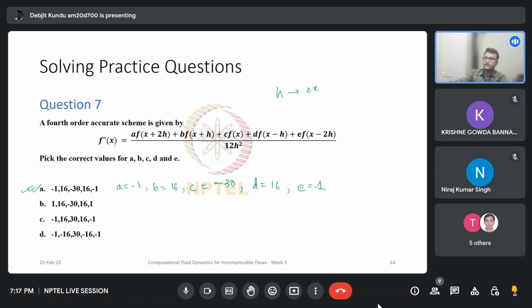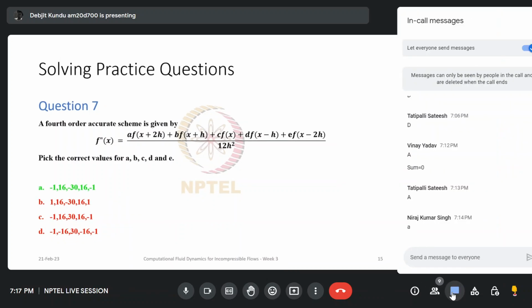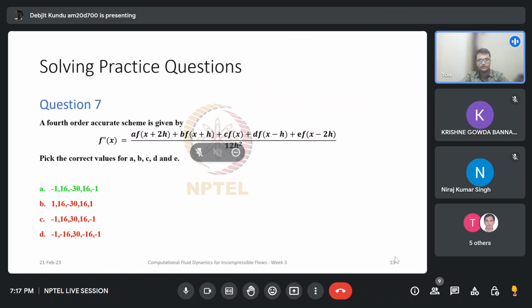Okay, let's have a look at the correct solution. It is indeed option A. As most of you have already figured out, Vinay Yadav said in the chat box that the way he landed on the answer is by taking the sum equal to 0. This is something that we see in other discretized equations as well. Let's say a first order derivative can be something like this. Second order one is something like this.